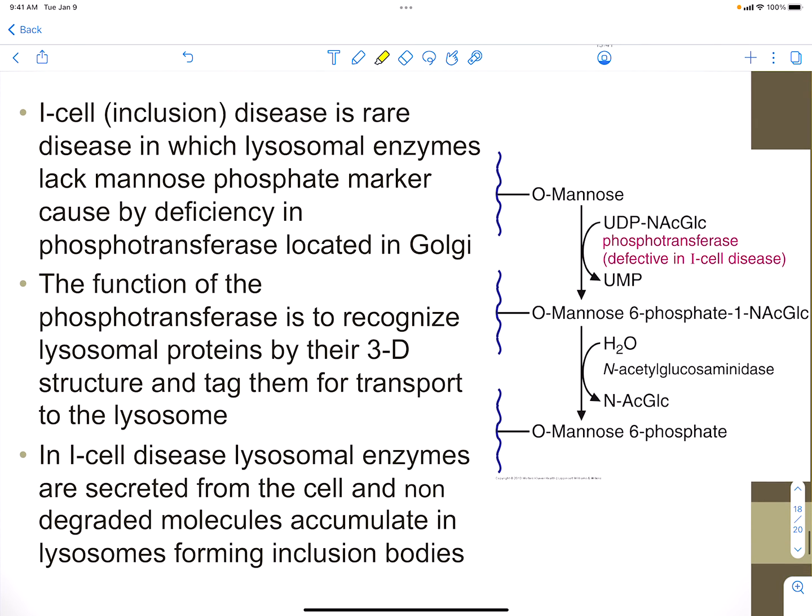I-cell disease is a disease in which you lack the mannose phosphate marker, and so you're not going to get your lysosomal enzymes trafficked to the proper place in the lysosome. And so in this case, the phosphotransferase, which typically is going to recognize the lysosomal proteins by their 3D structure and tag them to the lysosome, is defective. So this phosphotransferase is going to be defective, and you don't get the mannose 6-phosphate formed, which is shown here. So your lysosomal enzymes will be secreted from the cell, and your lysosomes will accumulate molecules that they should be breaking down, and these accumulations are referred to as inclusion bodies, and that's where this disease name comes from, the I-cell or inclusion cell disease.